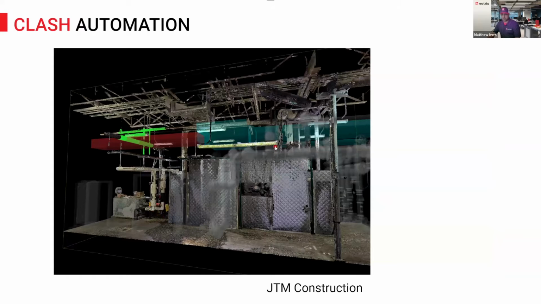Another use case, getting into the clash automation that we can do in Revizto: you could bring in those laser scans and then actually run that against your planned model. It's really good for renovations or existing buildings that need retrofitting. And what you're seeing here is the mechanical design model being run against the existing building.